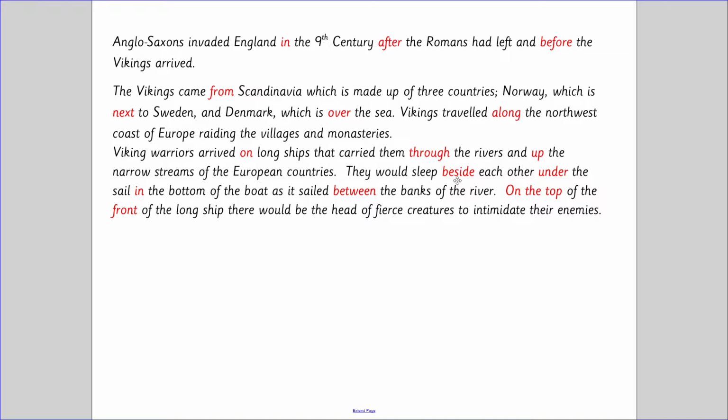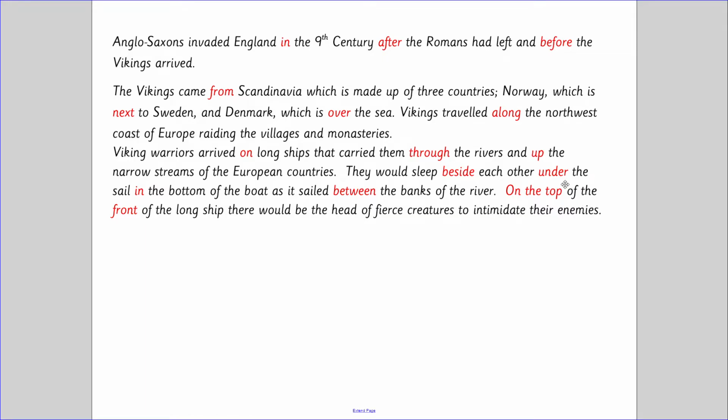They would sleep beside each other, under the sail, in the bottom of the boat, as it sailed between the banks of the river. On the top of the front of the longship, there would be the head of fierce creatures to intimidate their enemies.